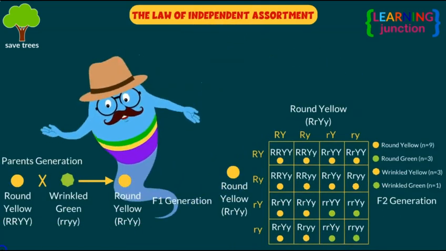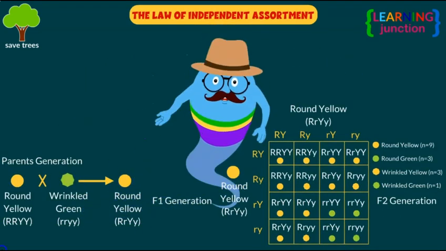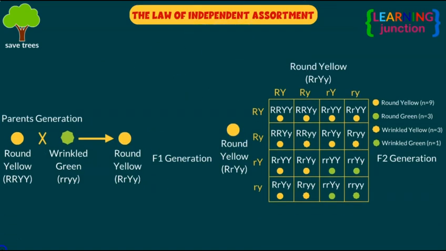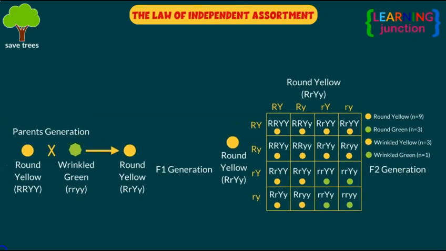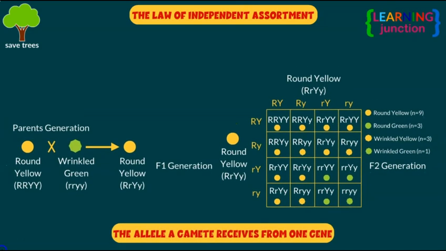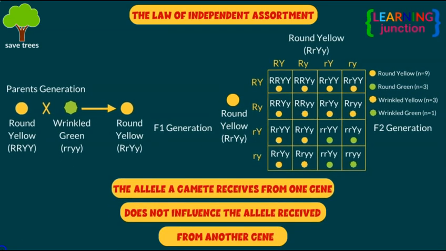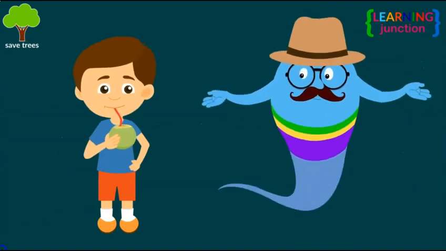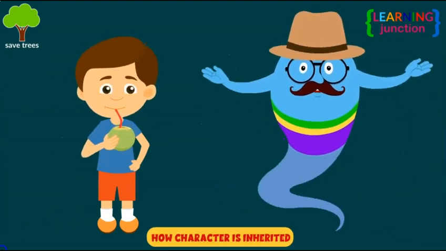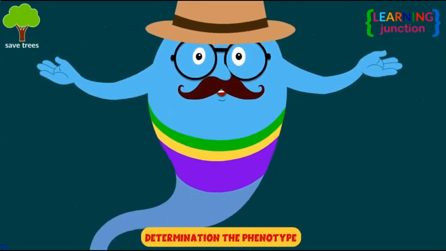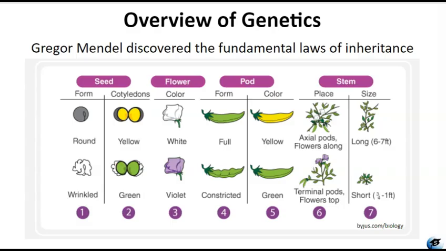The law of independent assortment. It states that the alleles of 2 or more different genes get sorted into gametes independently of one another. In other words, the allele a gamete receives from one gene does not influence the allele received from another gene. Mendel's laws allow you to understand how character is inherited and what determines the phenotype that different individuals acquire.